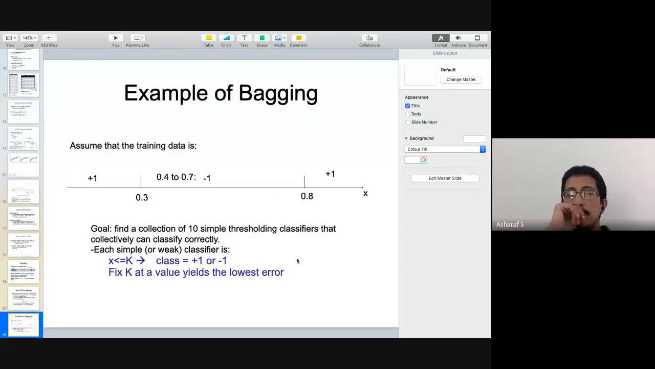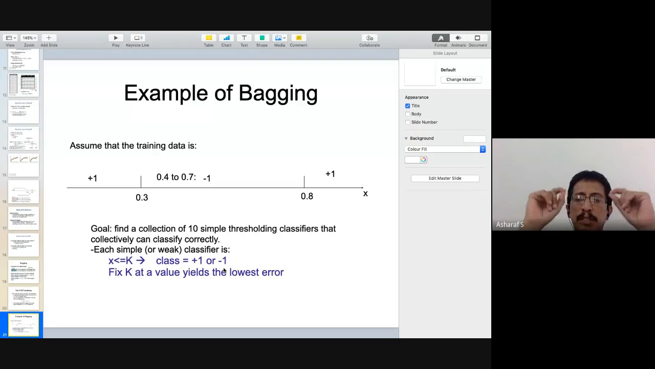So this is an example for bagging. We want to find a collection of 10 simple threshold classifiers. A threshold classifier is where I choose a threshold. I've got two classes, the extremes, say +1 or -1. I have a -1 labeled point and a +1 labeled point, and I take a number in between. Each sample, based on the threshold, I assign to +1 or -1. If my sample is 0.5 and my threshold is 0.6, I say it belongs to -1 because it's less than my threshold value. Otherwise the point belongs to +1.